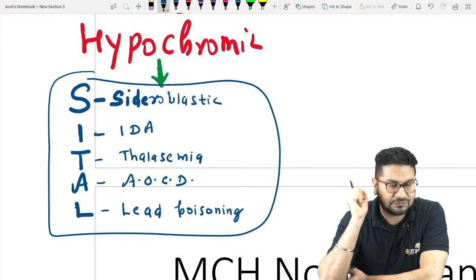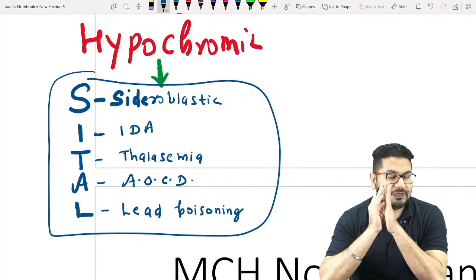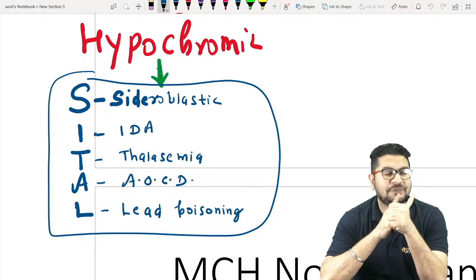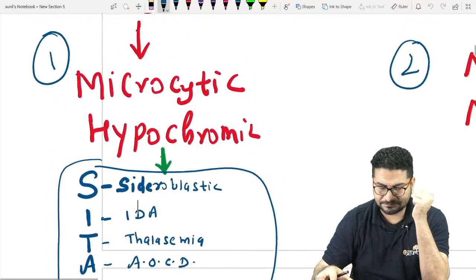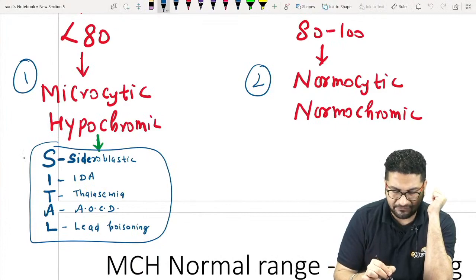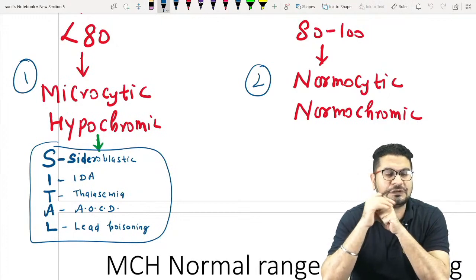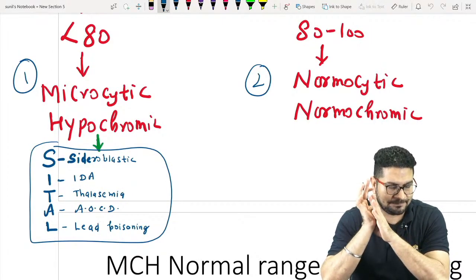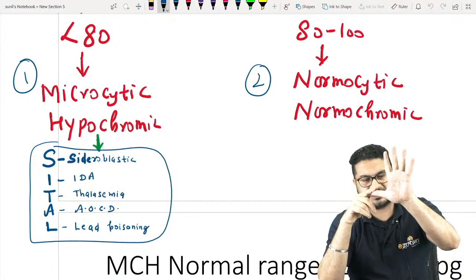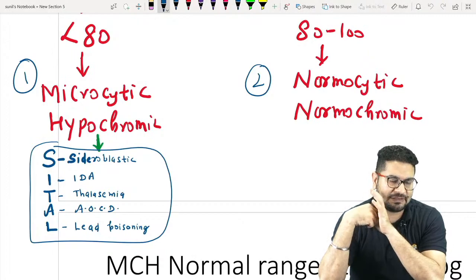So what I want you to understand is, whenever you see a report of MCV, listen to me very carefully. Suppose you are seeing a patient, hemoglobin value is 9, MCV is 65. 65 means less than 80. Then understand this, then anemia can be from this list. If you see MCV value of 65, 70, 75, less than 80, it means it should be from these 5: Sheetal, sideroblastic, iron deficiency, thalassemia, anemia of chronic disease, and lead poisoning.